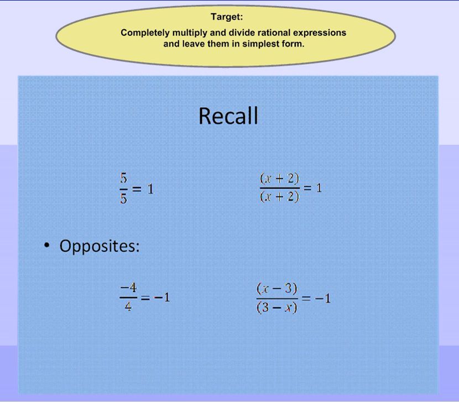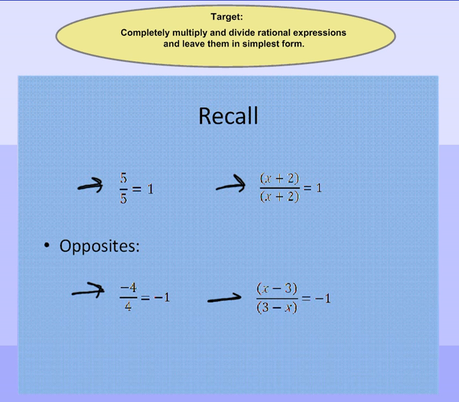as fractions. Okay, these are some very simple examples of rational expressions. 5 over 5 is a rational expression, but it reduces to 1. X plus 2 over x plus 2 is a rational expression, but it reduces to 1. Okay, we also have opposites. Opposites reduce to -1. Negative 4 over 4 reduces to -1, and they are opposites.